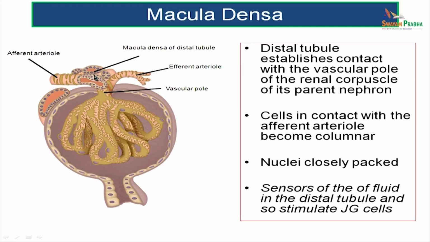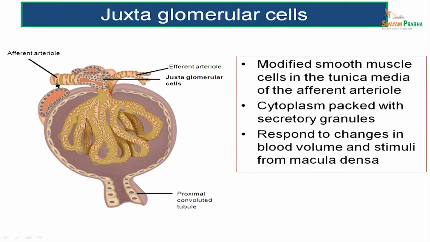This is nothing but the distal tubule, where the cells in contact with the afferent arteriole become columnar and the nuclei become closely packed, that is your macula densa. What is the importance of this? They are sensors of fluid in the distal tubule, and so they will stimulate cells called juxtaglomerular cells. So, what are these juxtaglomerular cells? These juxtaglomerular cells are seen in the wall of the afferent arteriole. Look at the picture. They are modified smooth muscle cells in the tunica media of the afferent arteriole.